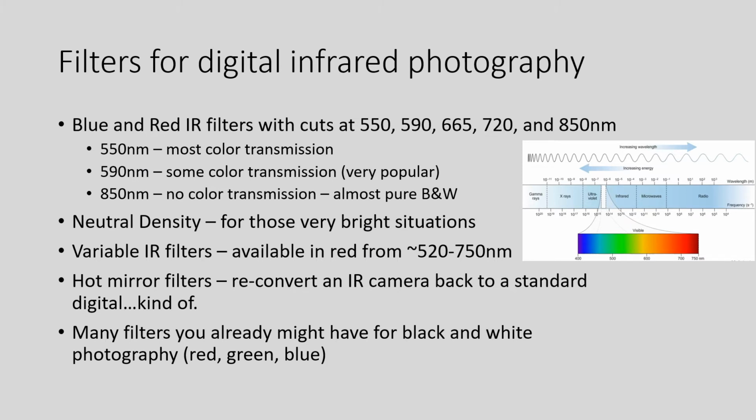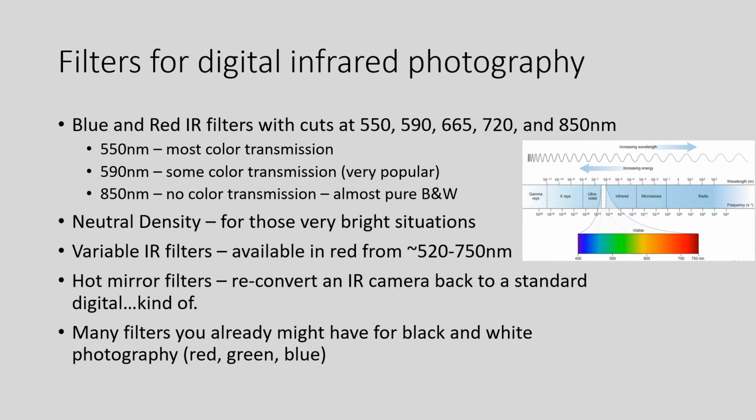We talked a bit about filters on previous slides, and it's worth the time to understand all of the available options in IR photography filtration. Blue and red filters with filtration at various wavelengths will control the color transmission to your image, and neutral density filters will allow management of very bright situations when using an unconverted camera. We discussed the variable IR filters previously.